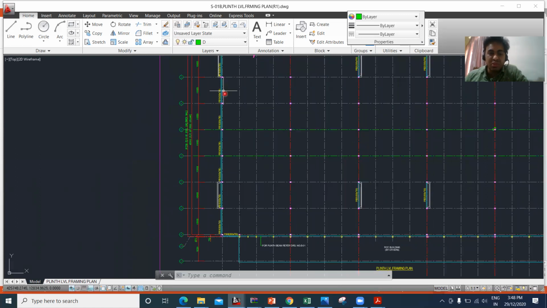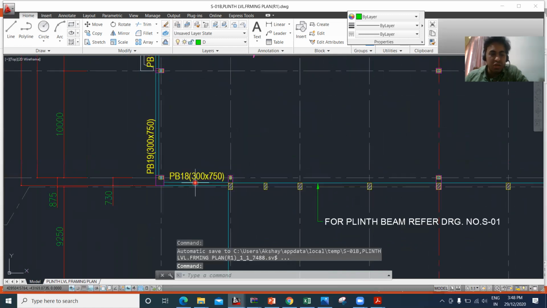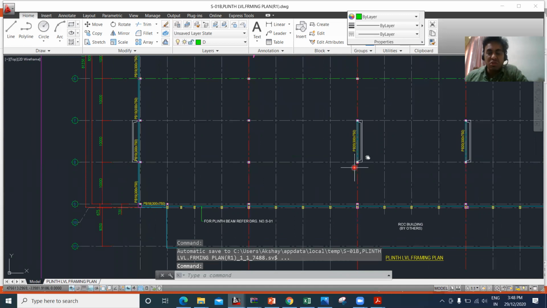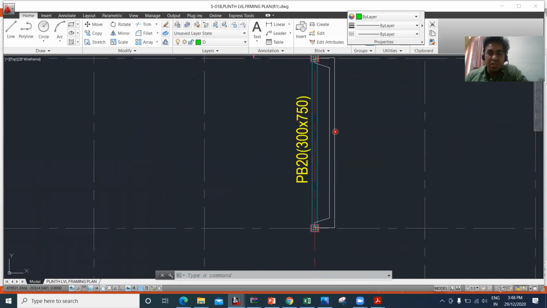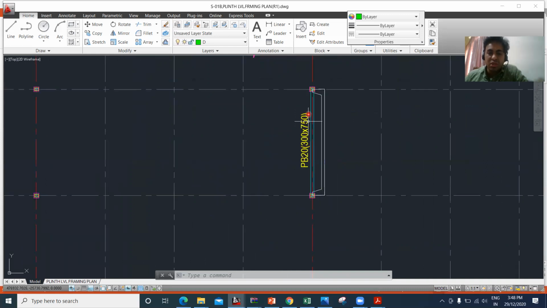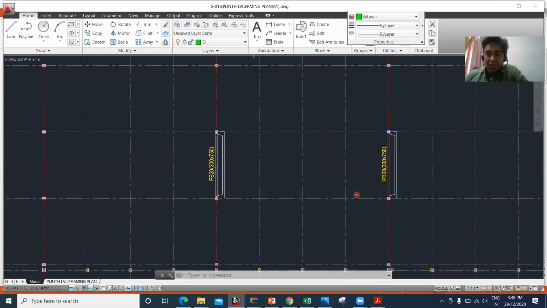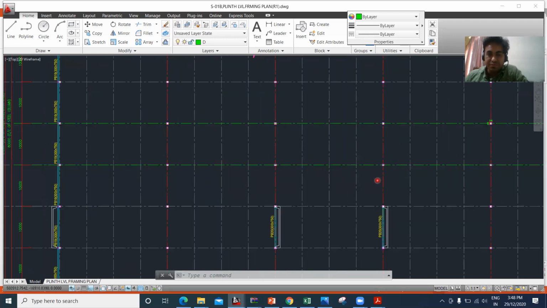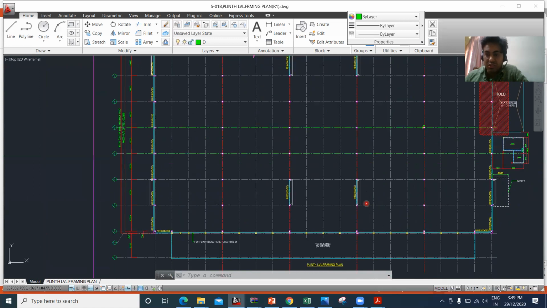You can see a plinth beam given everywhere, and here again you have PB18, PB17. So everywhere it is a plinth beam that they have given. Even in this inner part, they wanted to connect it to the plinth beam. That is why they have written PB20, 300 mm by 750. These two pedestals have to be connected with the beam, and these two also have to be connected with the beam. Similarly, this two and this two have to be connected with the beam. So this is the kind of plinth beam framing they have done.